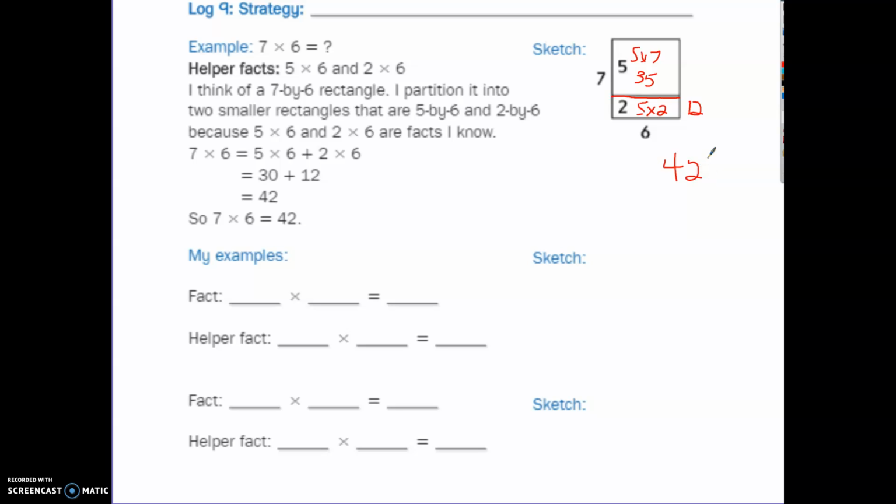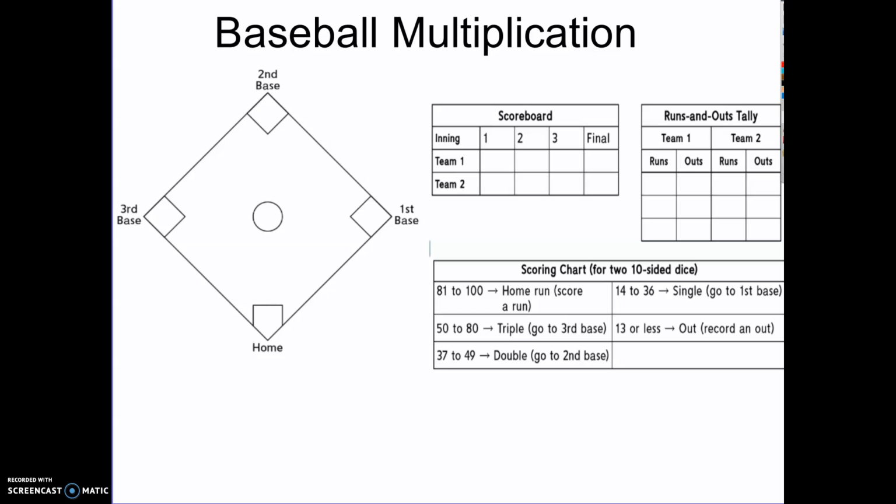All right. Now, why did I use 5 times 7 and 5 times 2? Because they're facts that I know. They're my helper facts. So we've got a lot of strategies that we can use to help us solve multiplication problems.